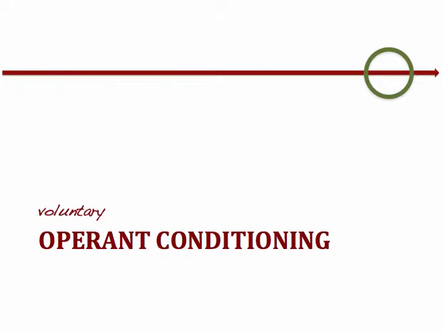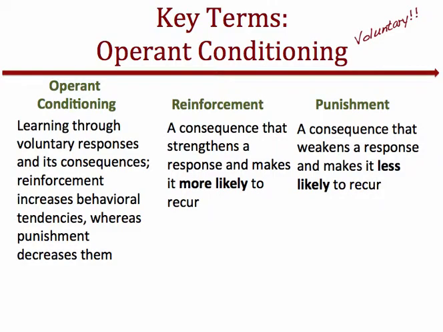The other major type of conditioning is called operant conditioning. This is considered to be a more voluntary form of conditioning. In operant conditioning, this is learning through voluntary responses and their consequences. That is, the consequences of our behavior are what shape the future likelihood of us either engaging in that behavior again or not. And so reinforcement is really just a process that strengthens a response. It makes it more likely to occur. Punishment, on the other hand, is a consequence that weakens a response and makes it less likely to occur.